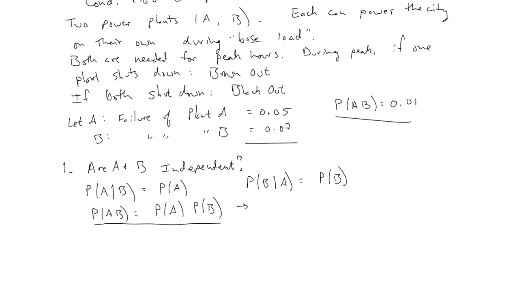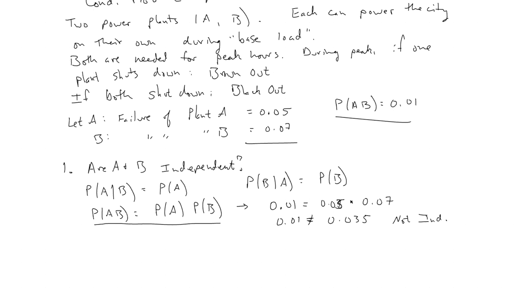So we already know the probability of A and B, they gave that to us: 0.01. And then we'll just multiply 0.05 times 0.07. Oh, sorry, that was supposed to be 5. So from the start, we realized that they aren't equal, so they don't fail independently. We could also look at these relationships a little bit differently, but we'll do that in a sec.